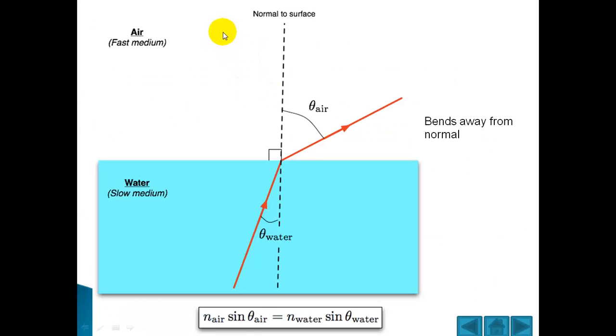Sometimes the light is going from glass to air, in which case it bends away from the normal, because it travels faster in air than it does in glass or water. This is another way of representing that ratio.